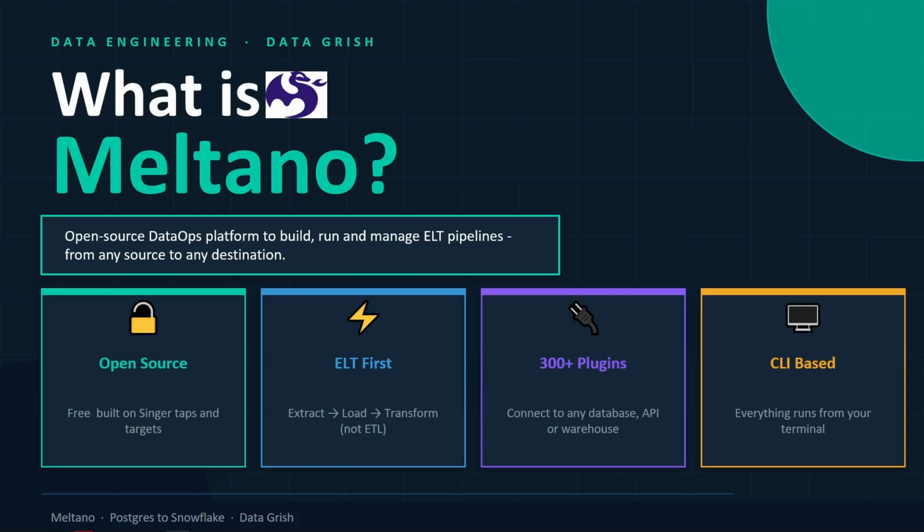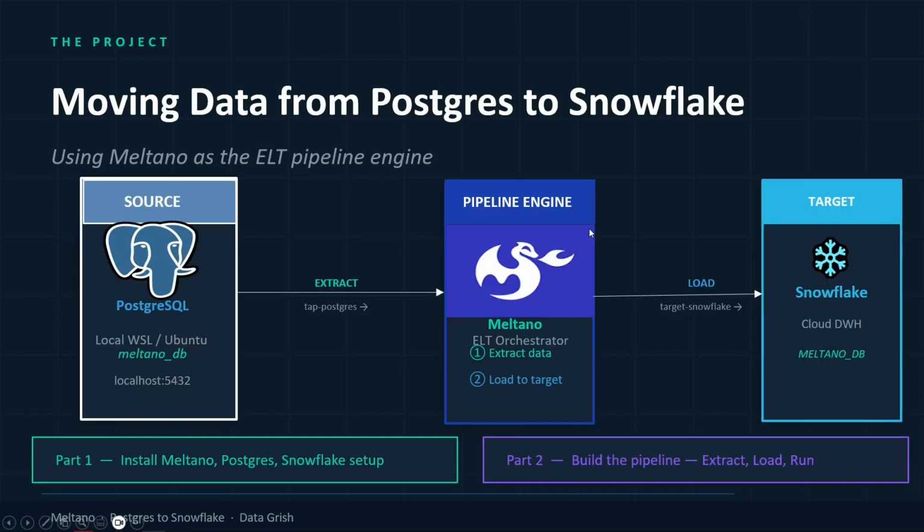In this video we're going to be doing a mini project where we'll be moving data from a source to a destination, a cloud data warehouse, using Meltano. What is Meltano? Meltano is an open source DataOps platform to build, run and manage your ELT pipeline from any source to any destination. So in this project we will be moving data from Postgres to Snowflake. If you don't have Snowflake and Postgres, don't worry, you'll be installing everything in this video.